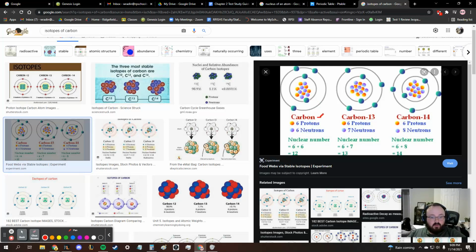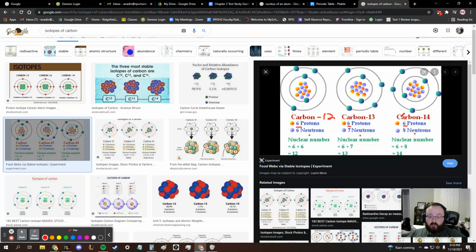Carbon, we should really say this is carbon 12. Carbon 12, 6 protons, 6 neutrons. 6 plus 6 equals 12. Carbon 13, they all have 6 protons, but their neutrons are different. 6 neutrons, 7 neutrons, 8 neutrons. That increases the mass. Carbon 12 has a mass of 12. Carbon 13 has a mass of 13. Carbon 14 has a mass of 14 because you're adding one more neutron every time.